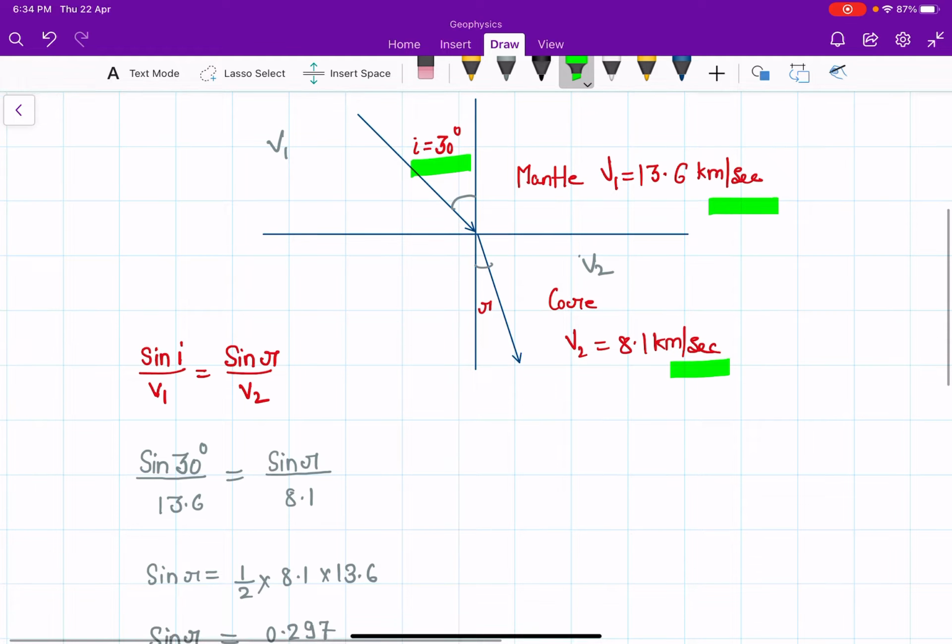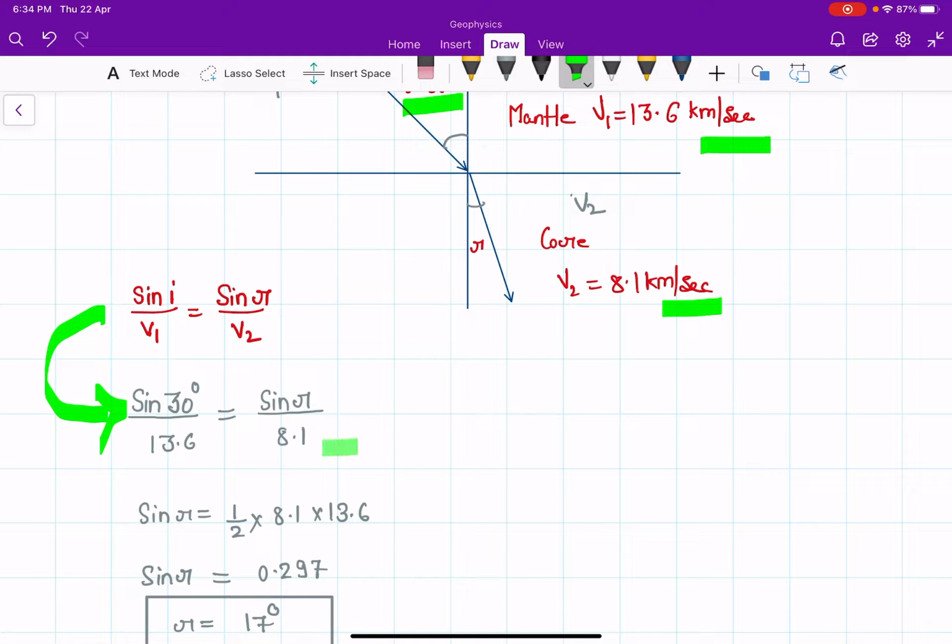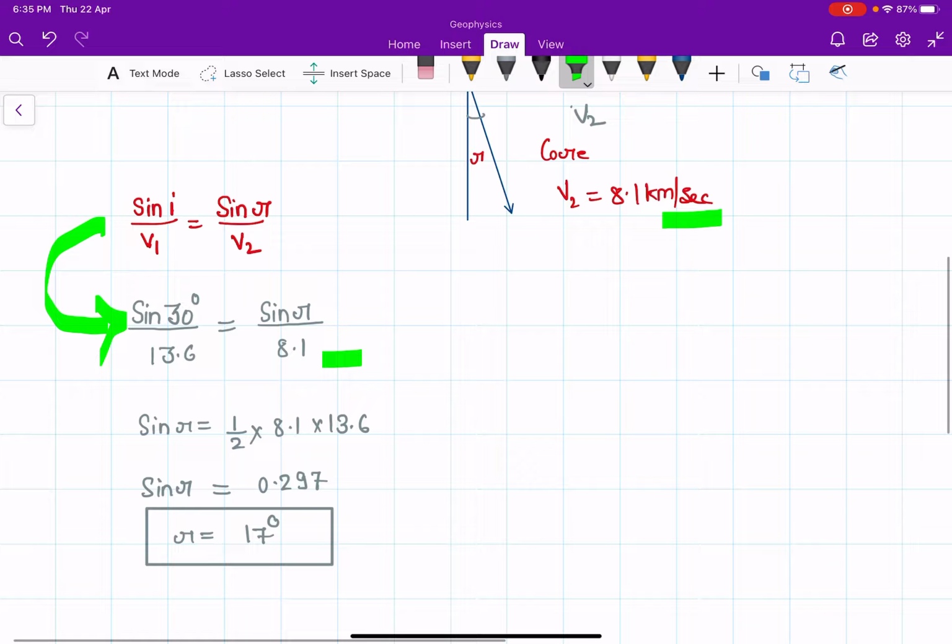So by putting the values, sin i, that is sin 30 degree, and v1 is 13.6, sin r, and v2 is 8.1. So after simplifying, we will get sin r is equal to 0.297. So the value of r will be 17 degree.